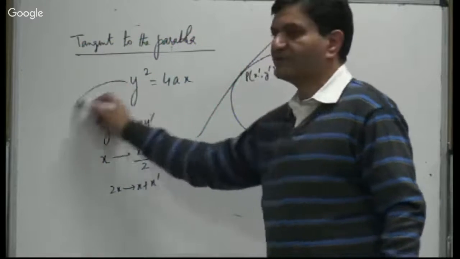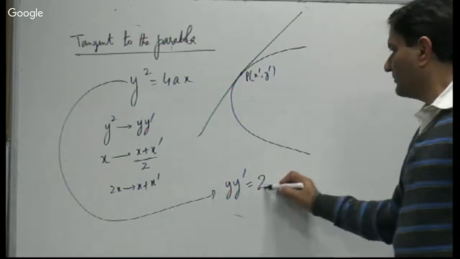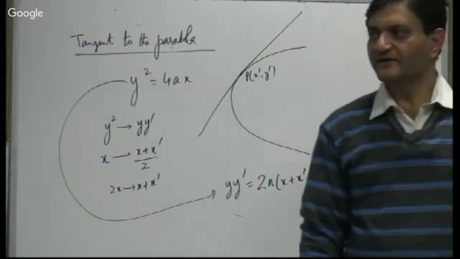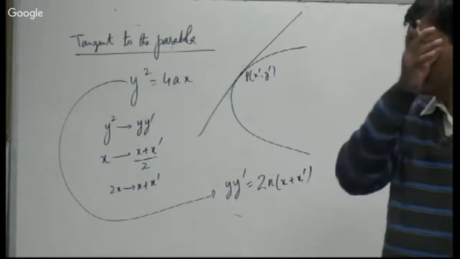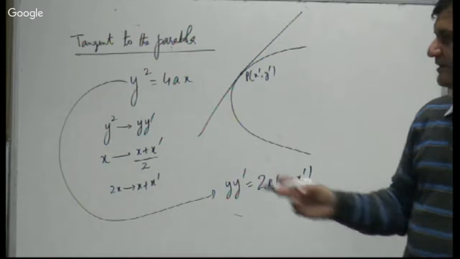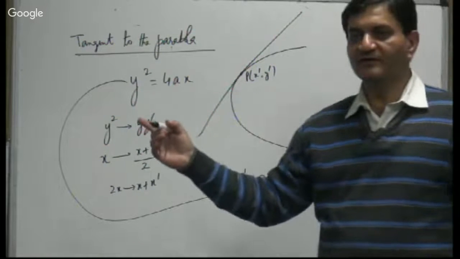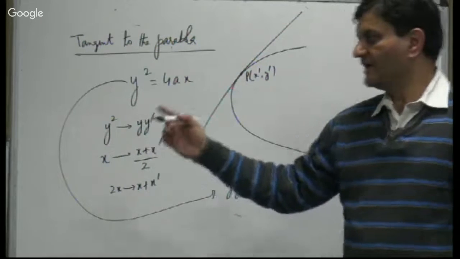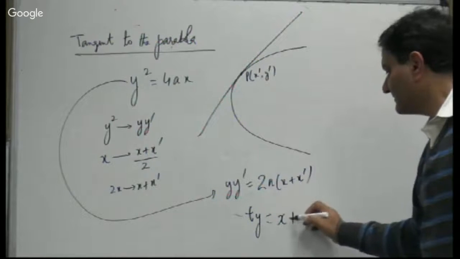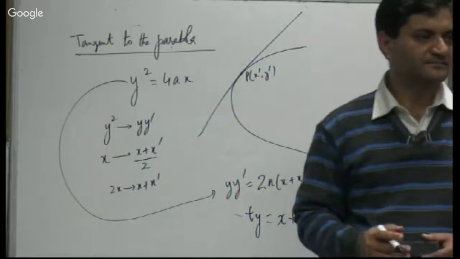So what will be the equation of the tangent? y y dash is equal to 2a times x plus x dash. Is that clear? So if the parametric form, if you take the point as at square, 2at, then what you can do is you can substitute. In place of x dash you put at square, in place of y dash you put 2at, and this will finally give you ty is equal to x plus at square.